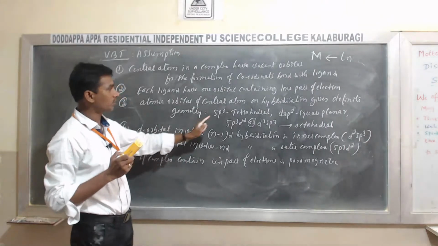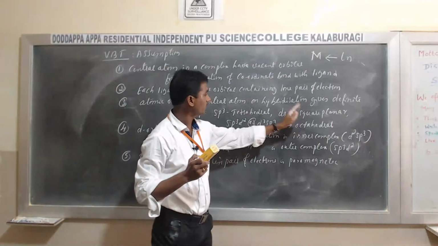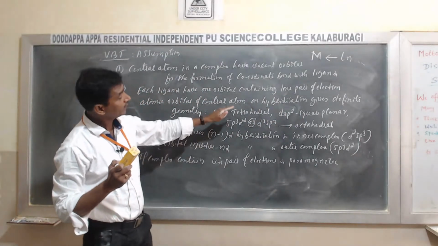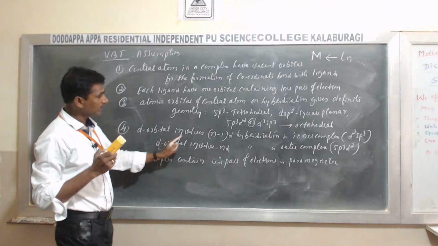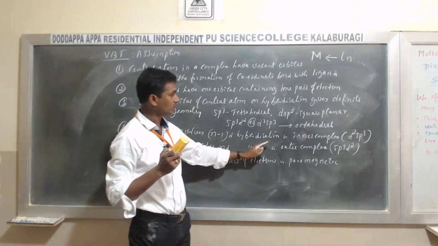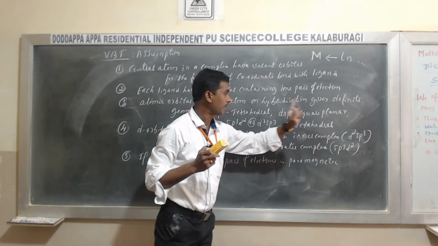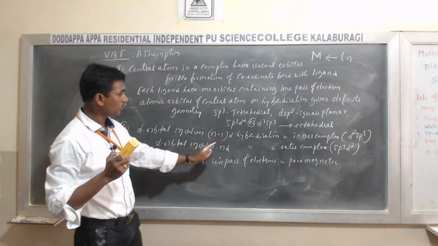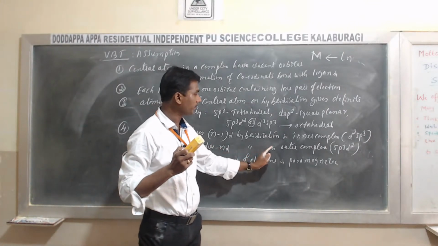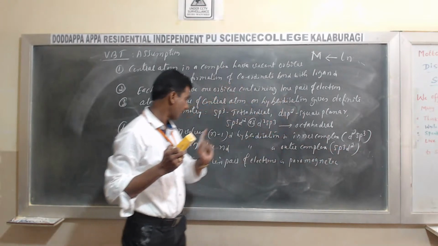Next, the atomic orbitals of the central atom on hybridization give a definite geometry. What is the geometry? sp3 is tetrahedral. Next, dsp2 is square planar. sp3d2 or d2sp3 is octahedral. d orbitals involving (n minus 1)d hybridization is an inner complex if d2sp3 is the hybridization. It is an inner orbital complex. d orbitals involving nd type of hybridization is an outer complex if it is sp3d2 hybridization.